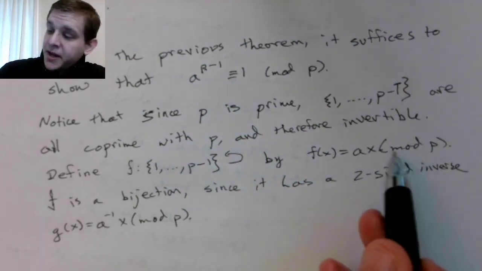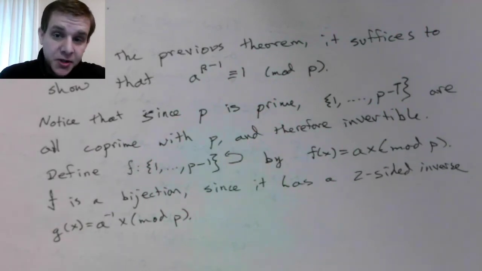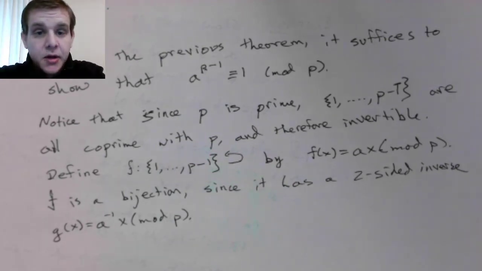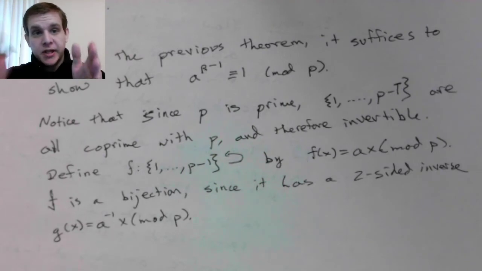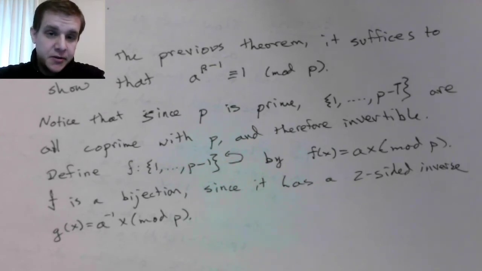So if I multiply by a and then multiply by the inverse of a, I'm just multiplying by 1, so I get back to where I start. And if I multiply by the inverse of a and then a, I'm doing the same thing, because multiplication commutes. It doesn't matter if I multiply by a and then a inverse, or a inverse and then a. So this function has to be a bijection because it has an inverse, a two-sided inverse.